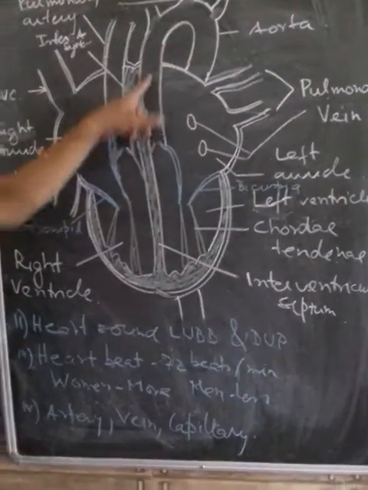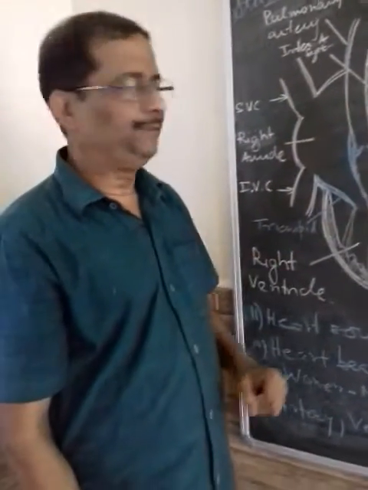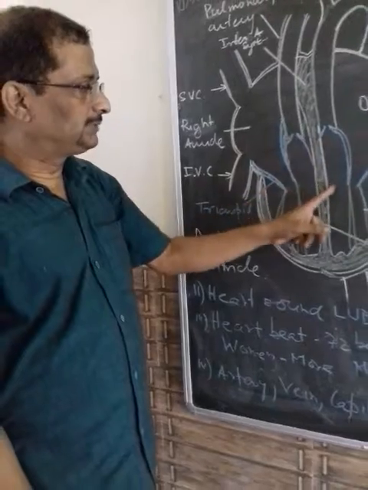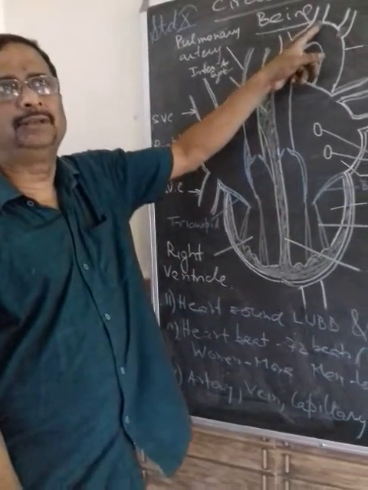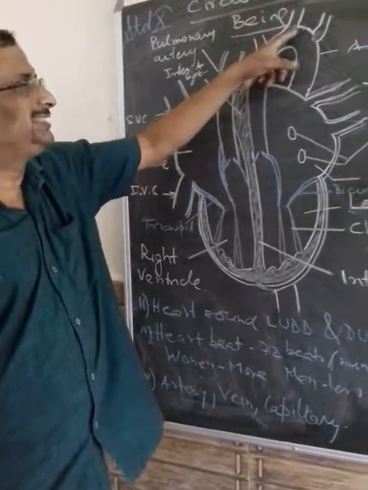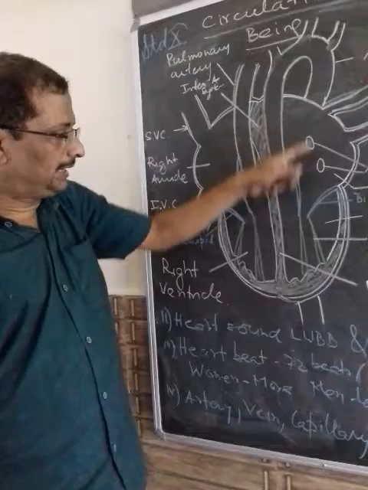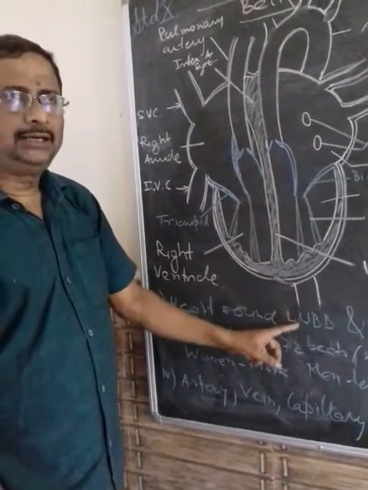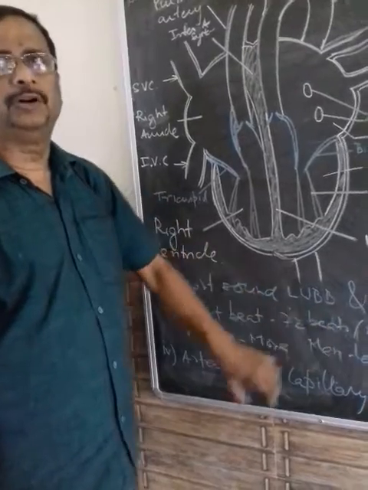The other vessel is the aorta. Aorta is the largest artery. This also comes out from the left ventricle and it is the biggest artery. Remember, aorta is the biggest artery. It takes a turn like this, and this turn is called the arch of aorta, and goes behind the heart and supplies oxygenated blood to the different organs of the body.